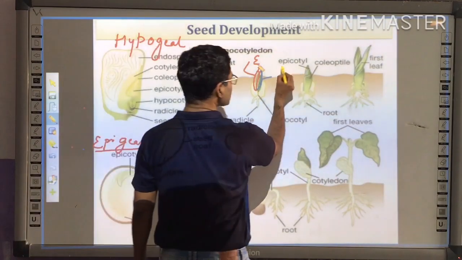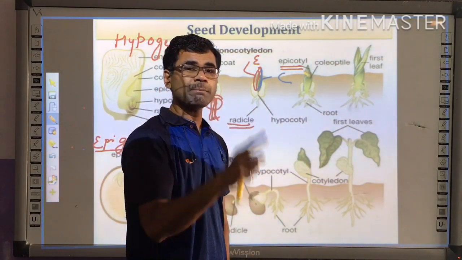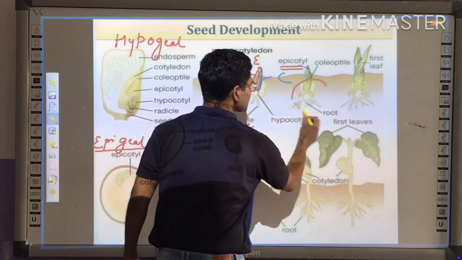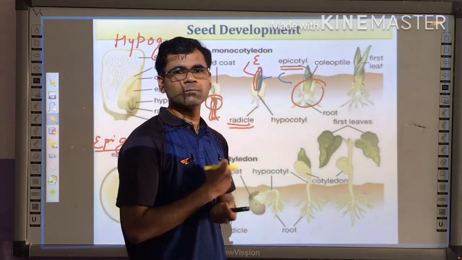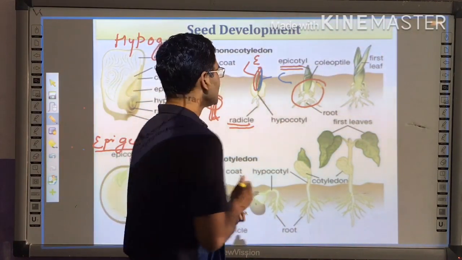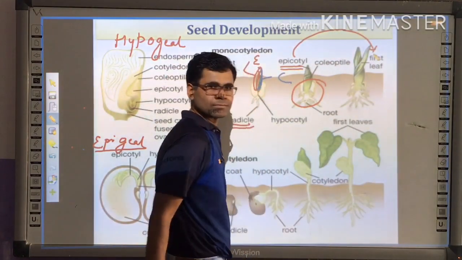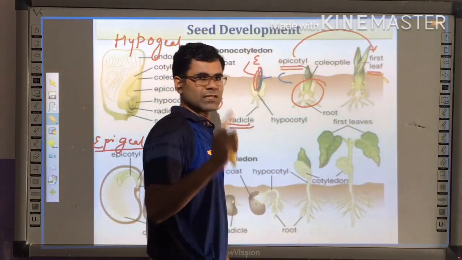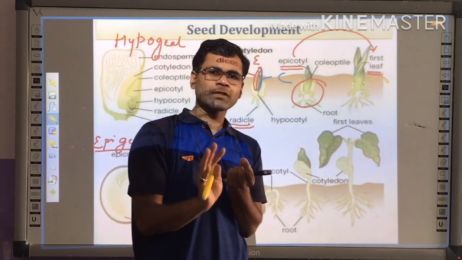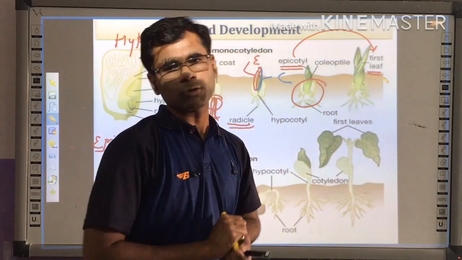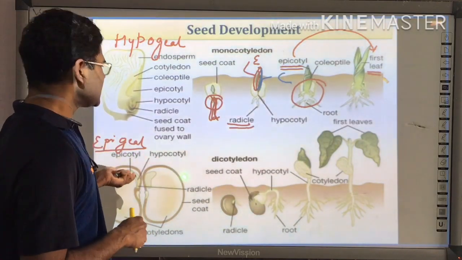So here the epicotyl comes out first. The first structure which comes out above the ground is the epicotyl, and the whole embryo is present inside the soil. This epicotyl takes the nutrition from the cotyledon, and then this epicotyl converts into the first leaf. The first leaf which is coming out from the ground is actually not a leaf, but the structure called the epicotyl. Okay. Next one is epigeal germination.